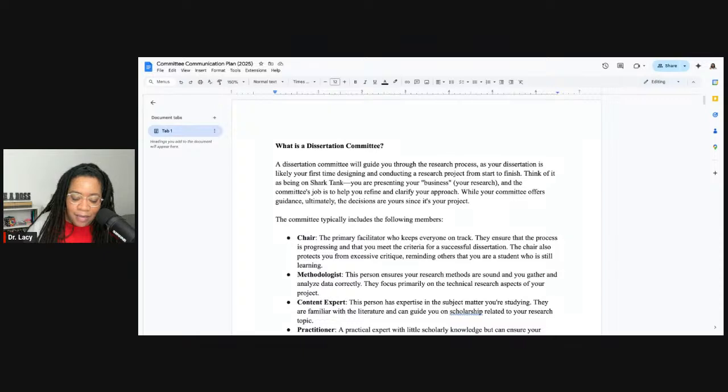So your dissertation committee, I like to think about them as a group of colleagues who are tasked with helping you ensure that however you're designing the research project you are focusing on for your dissertation is sound. Does it make sense? Is it logical? And they're guiding you by reinforcing what you have learned in your various research courses or experiences. This is your first time, for many of you, designing a research project from start to finish.